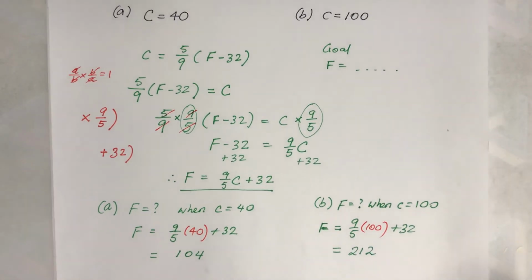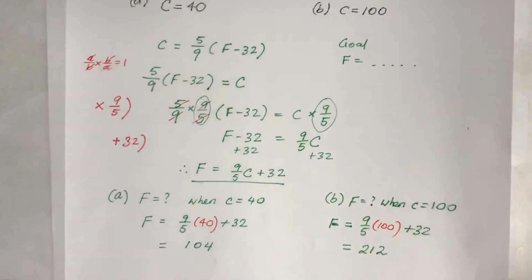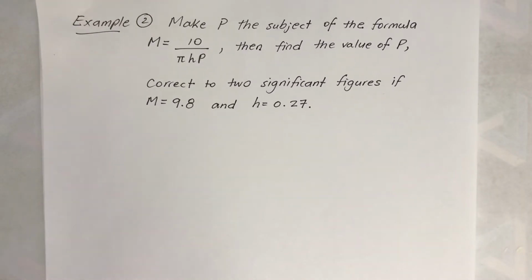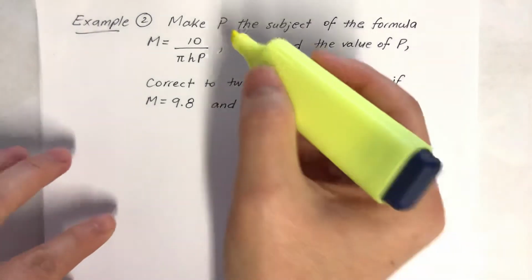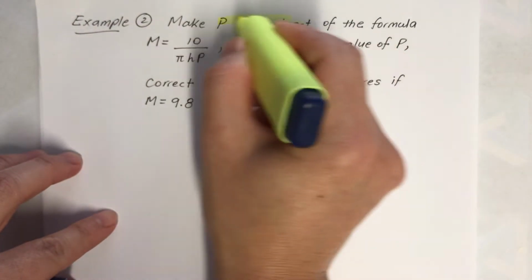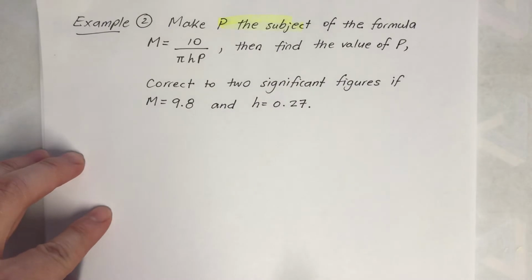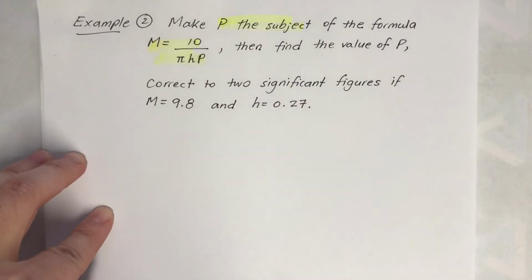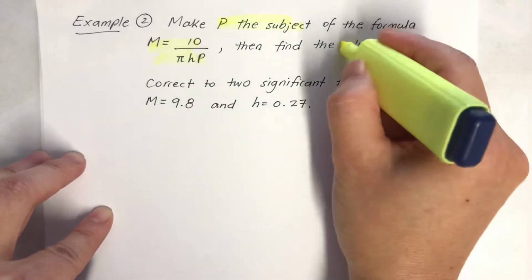Okay, that's good. So let's do the next question. Example 2, make P the subject. Okay, here we go. Make P the subject of the formula. Yep, that's my formula. Then find the value of P.